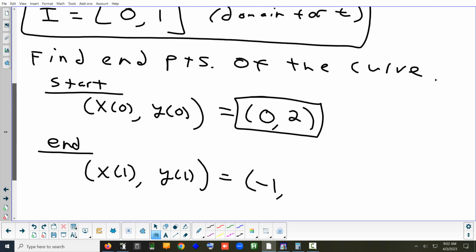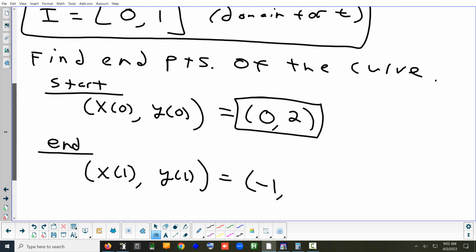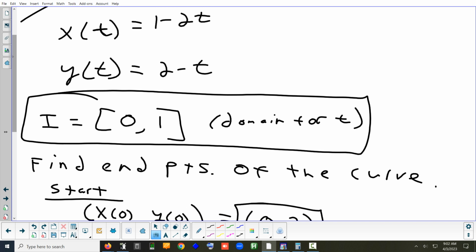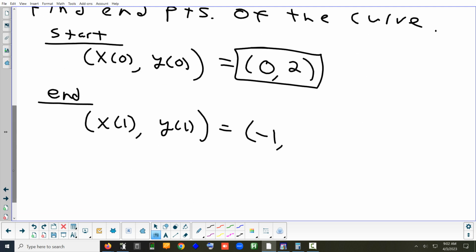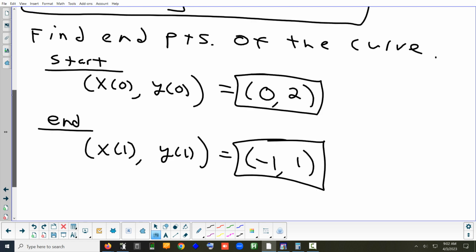Right, and now we're going to plug 1 in to the y formula. So Sam, what do you get when you plug 1 in for t in the y formula? 3. You get... well. Oh no. Wouldn't it be just 1? Just 1, yeah. So 2 minus 1 is going to give you 1. All right, so negative 1, 1.